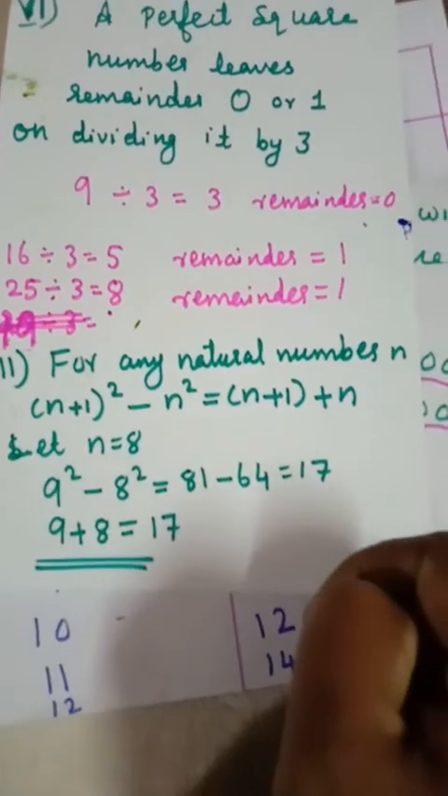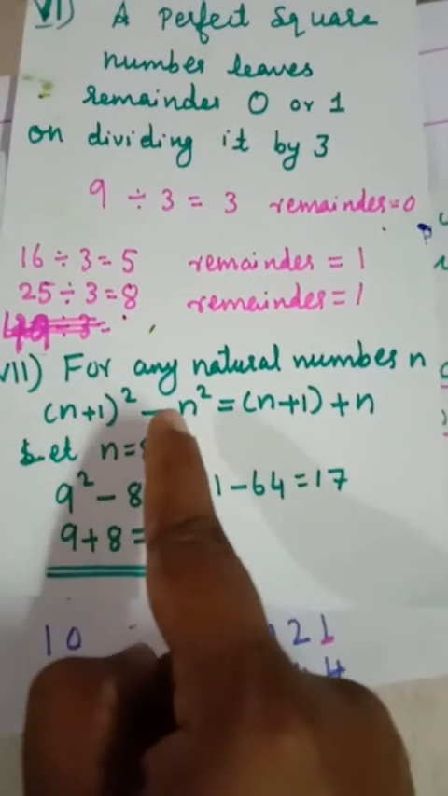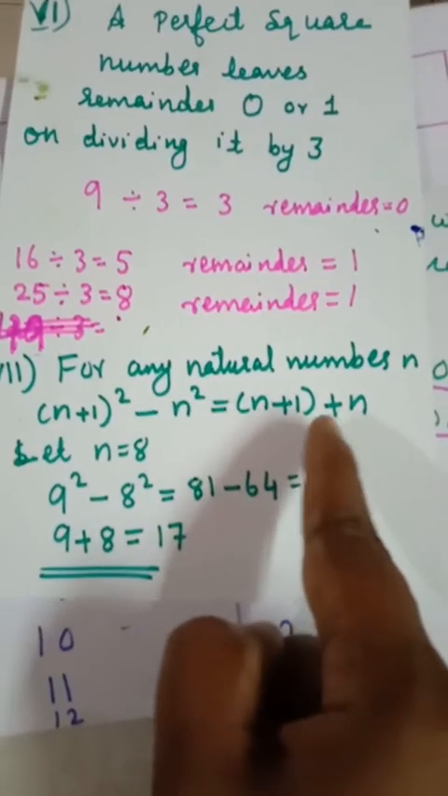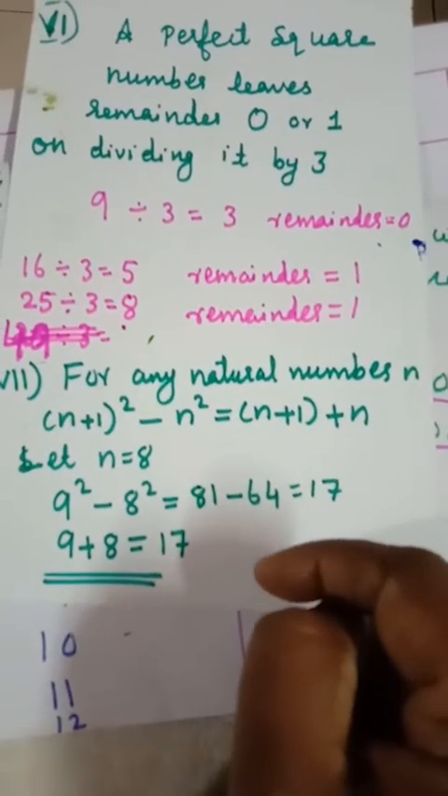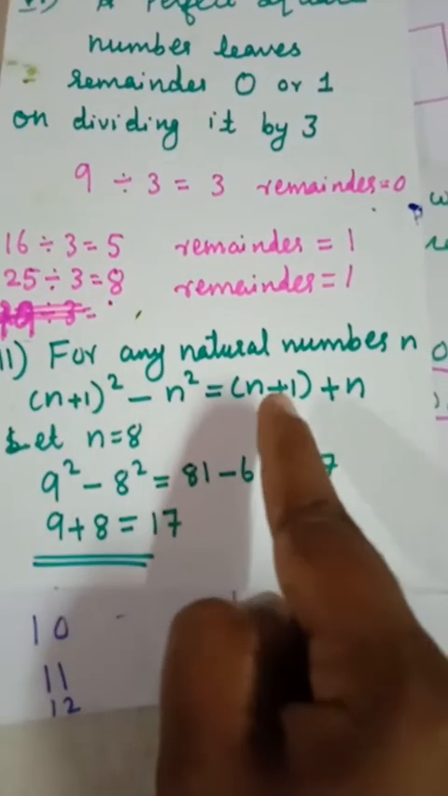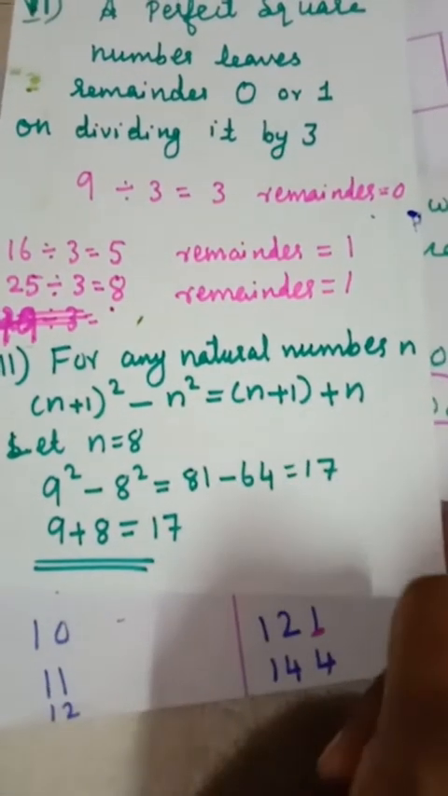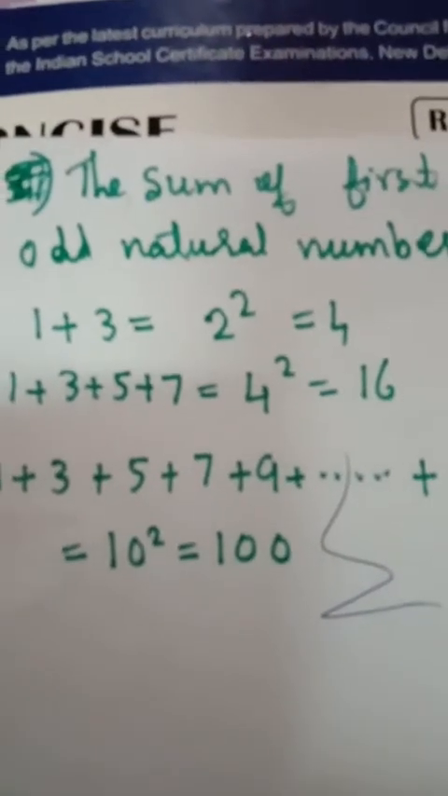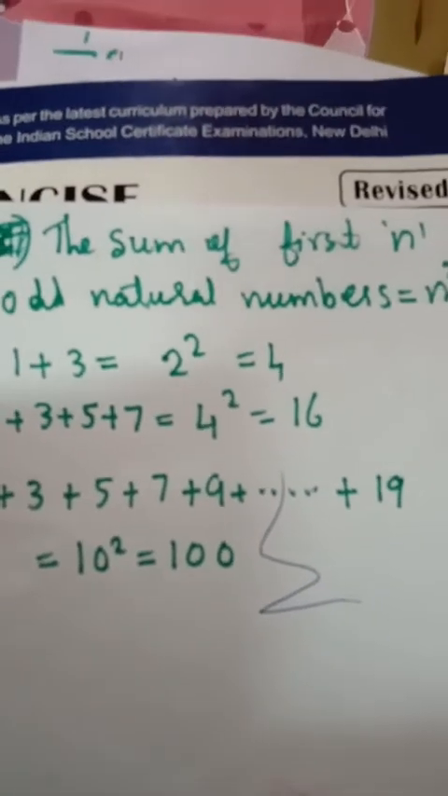So (n plus 1) the whole square minus n square, we can write as n plus 1 plus n. Clear? Next one, it's not a property. You just write down this.